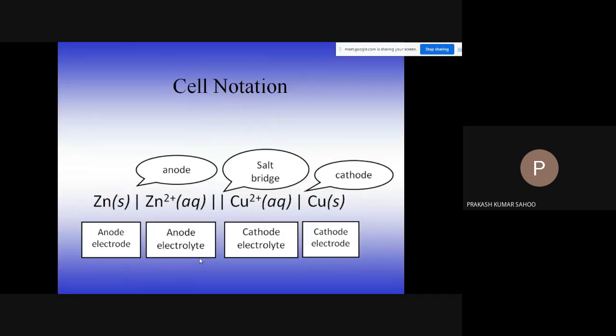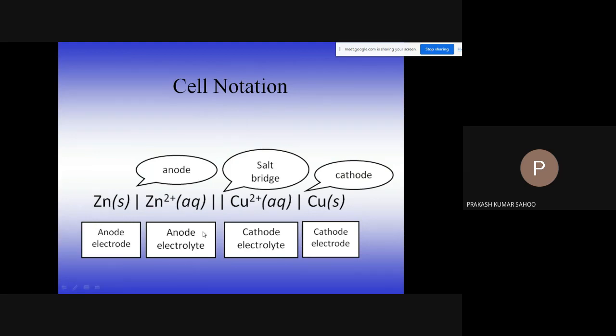This is the cell notation. How to abbreviate, or how to get the symbol of a cell? What will be the method of writing?